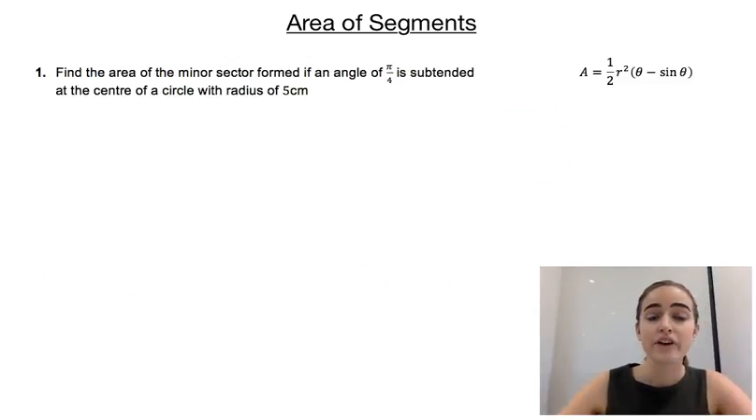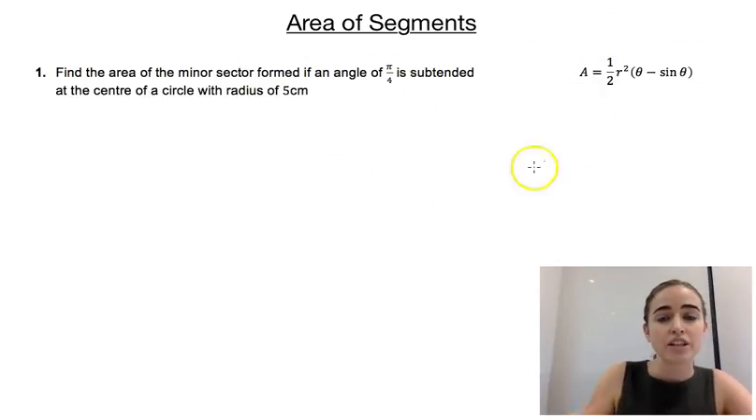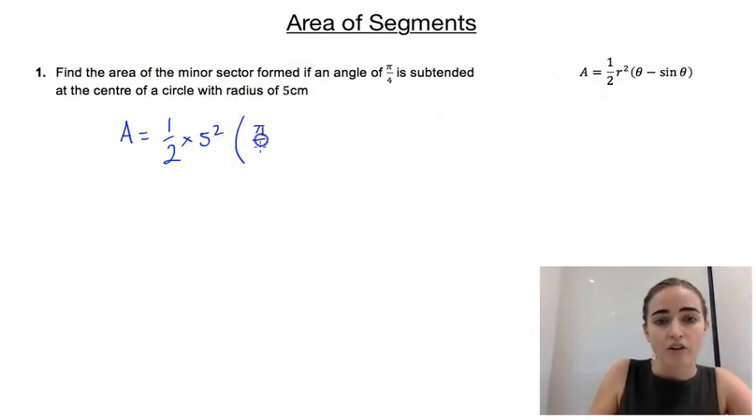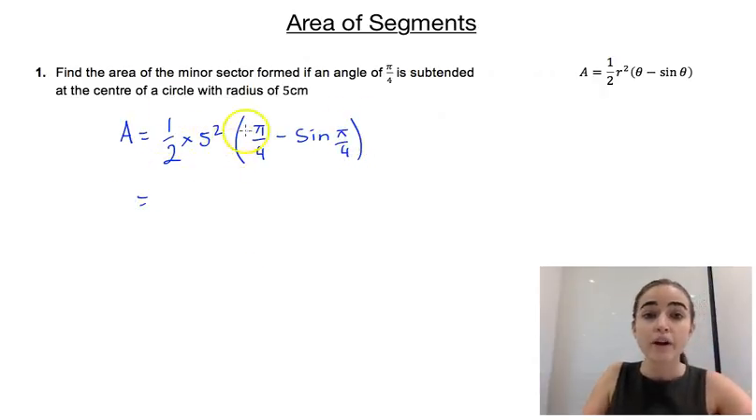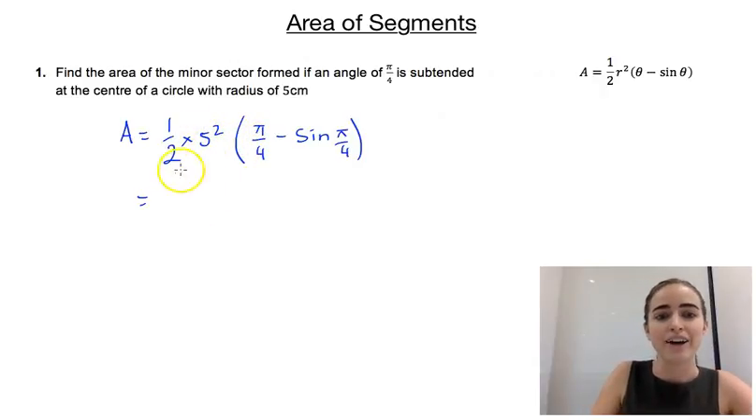So our example asks us to find the area of the minor segment formed if an angle of pi on 4 is subtended at the center of a circle with a radius of 5 centimeters. So we're going to put that information into our formula. So we're going to have area equals a half times r squared, so that's 5 squared, outside of pi on 4 minus sine of pi on 4. Right, so we can simplify this bit out the front. 5 squared is 25, so this will give us 25 on 2, outside of pi on 4.